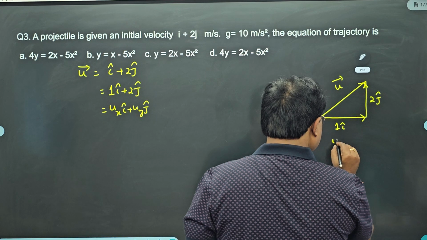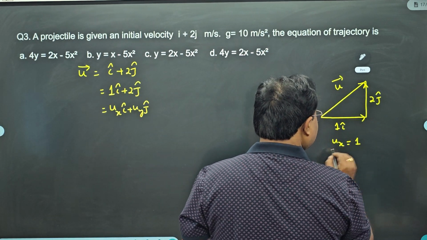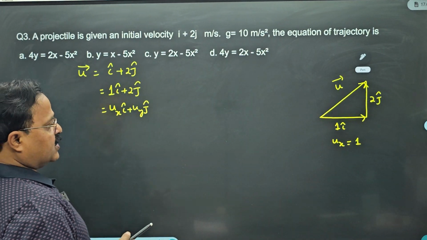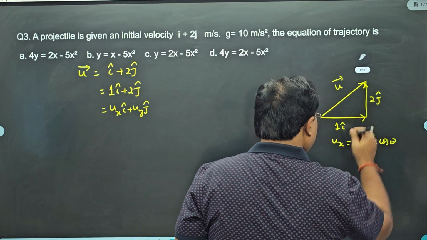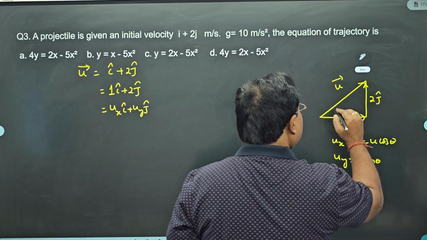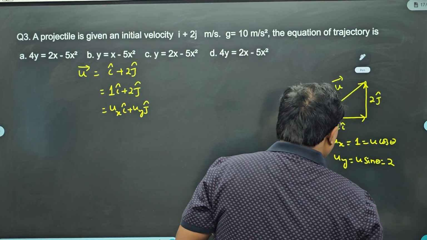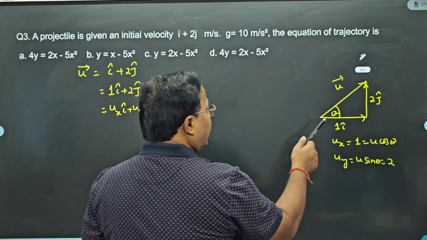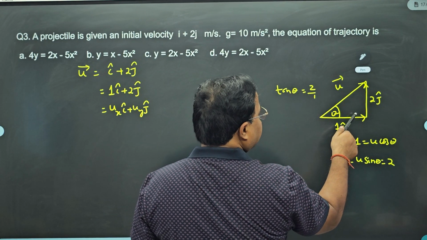What do you understand by this? Ux, what is initial horizontal velocity? Initial horizontal velocity is equal to 1, because it is ux I cap plus uy j cap. What is ux? Ux is equal to 1, which means it is u cos theta. What is uy? U sin theta. You see, this is u and this is theta. What is u sin theta? This is equal to 2. So we could find out the initial horizontal velocity and the initial vertical velocity. What is theta? Tan theta is equal to 2 by 1.